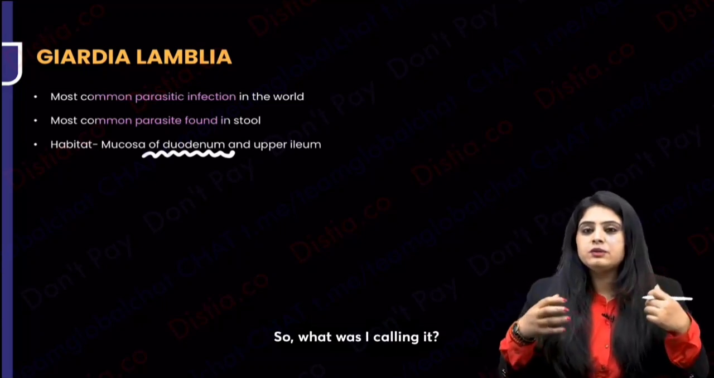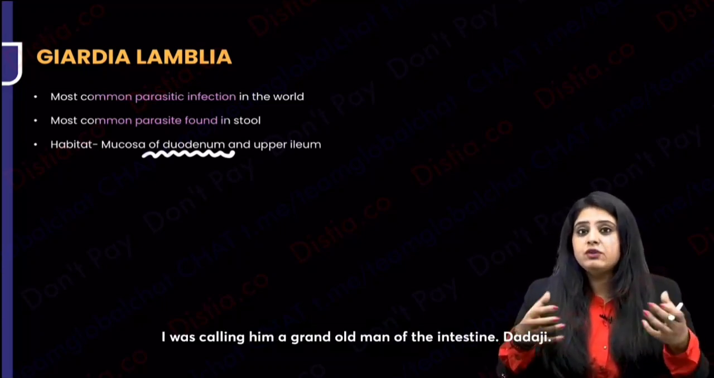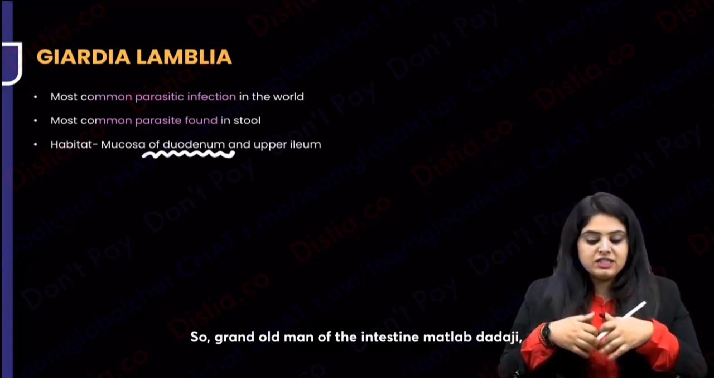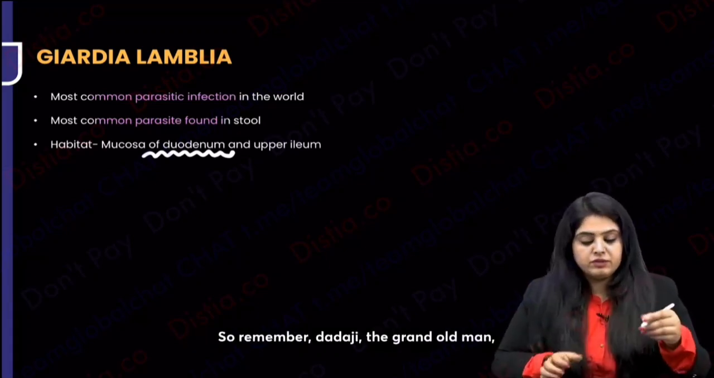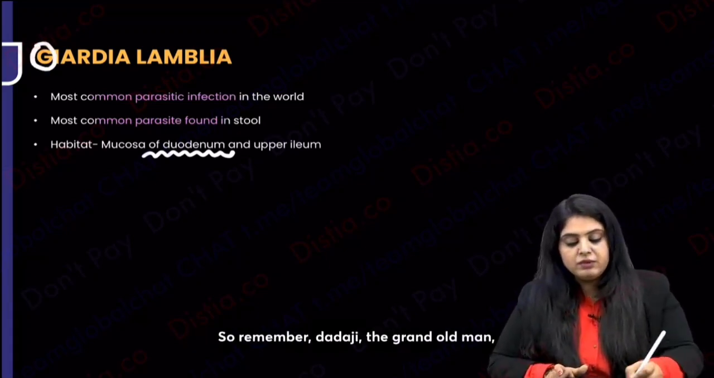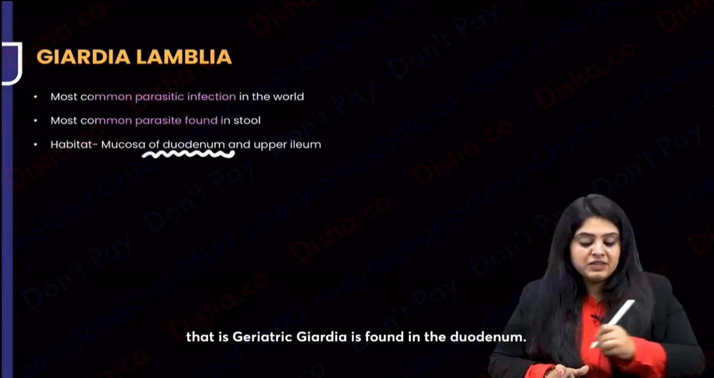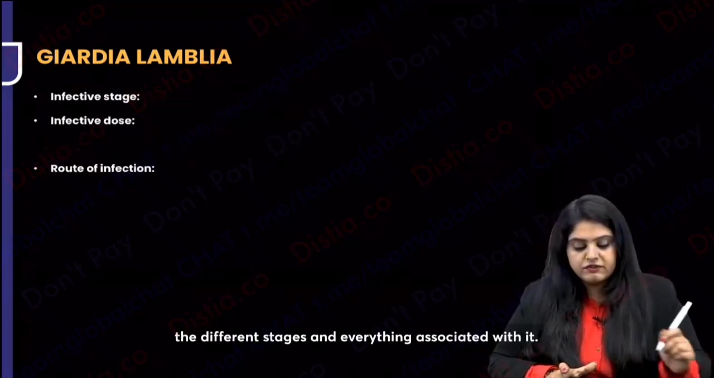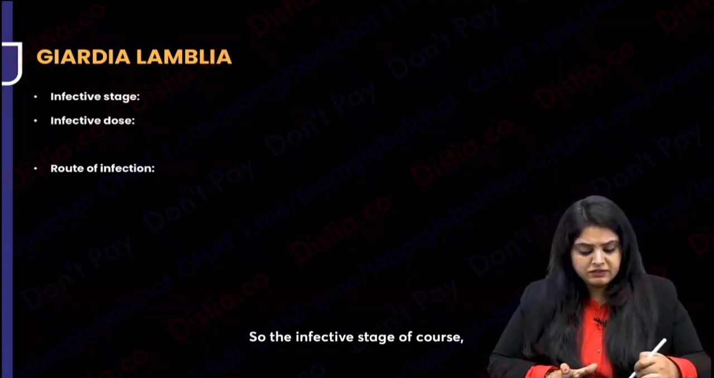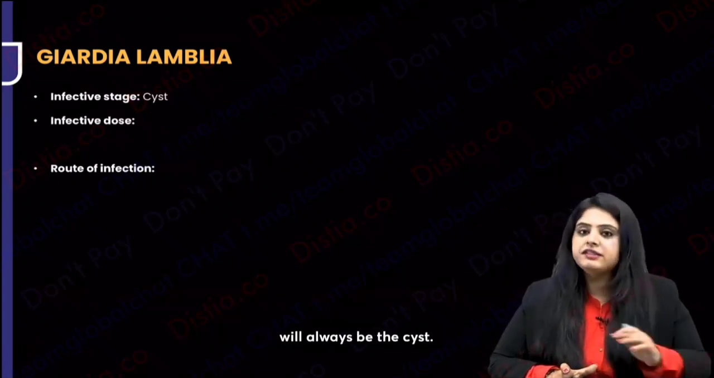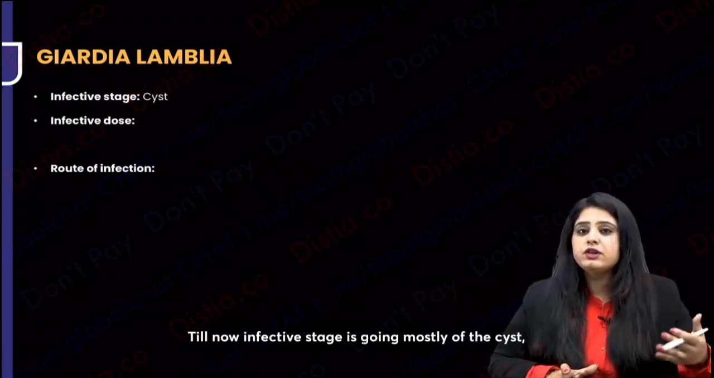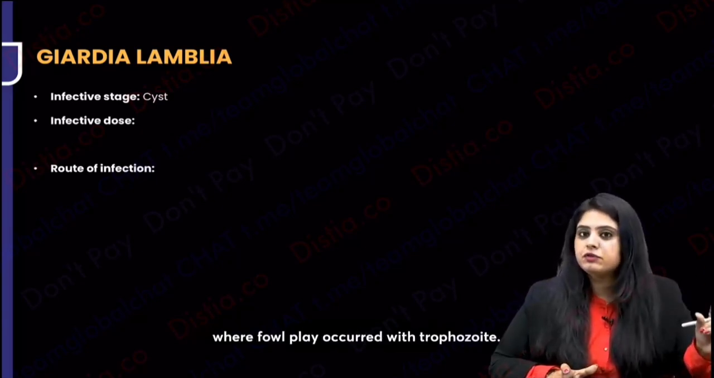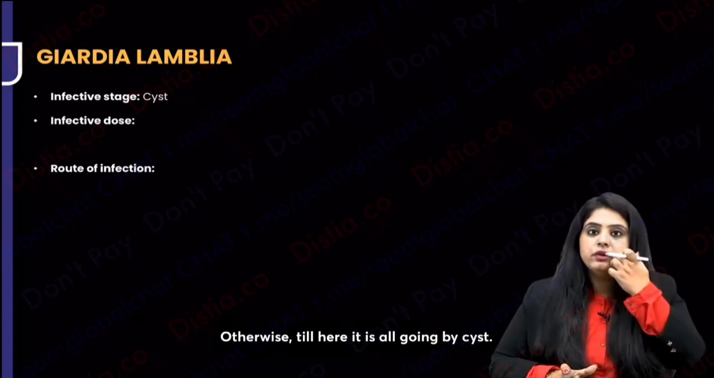So what was I calling it? I was calling him a grand old man of the intestine, Dadaji. So grand old man of the intestine means Dadaji, and that is why it is found in the duodenum. So remember, Dadaji, the grand old man, that is geriatric giardia, is found in the duodenum. Now you will ask me the different stages and everything associated with it. So the infective stage, of course, will always be the cyst. Till now, infective stage is mostly the cyst, except for that Naegleria fowleri where foul play occurred with trophozoite. Otherwise, till here it is all going by cyst.